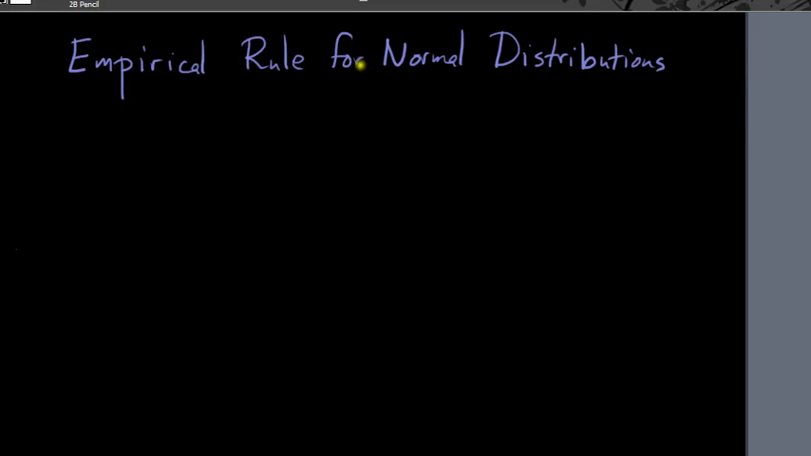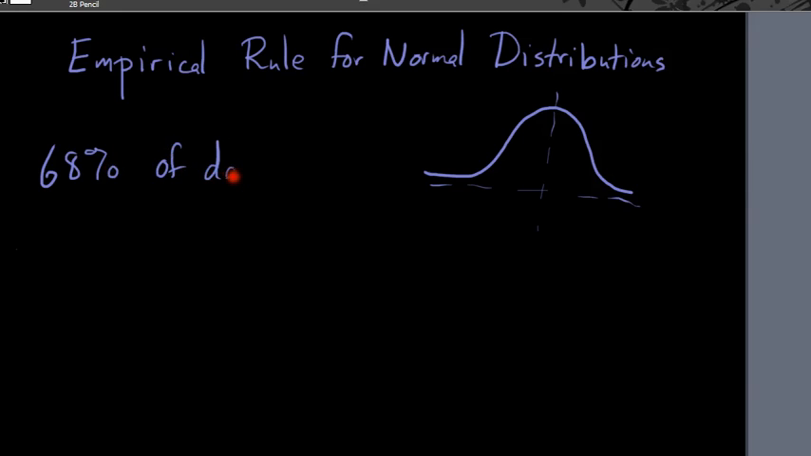The empirical rule for normal distributions says that if you have a normal distribution, so that's just your regular standard bell curve, so just that guy, then most of your data has to be close to the mean. So in particular, 68% of the data has to be within one standard deviation of the mean.